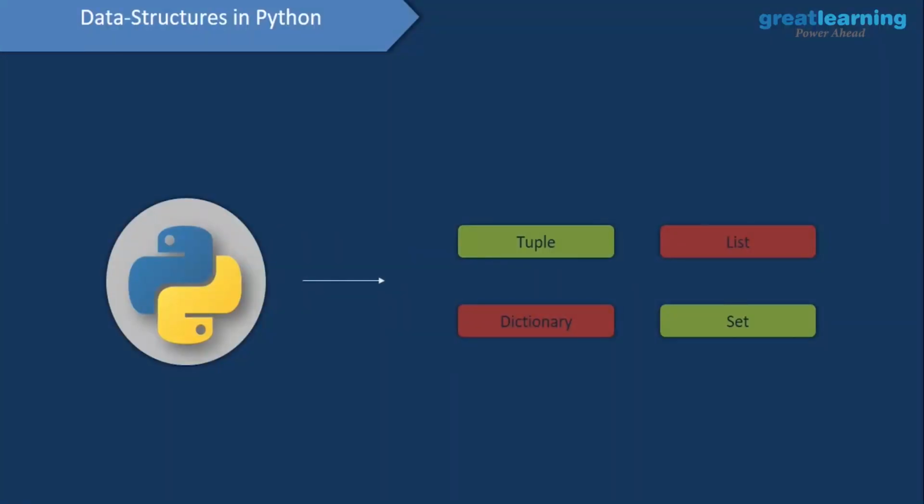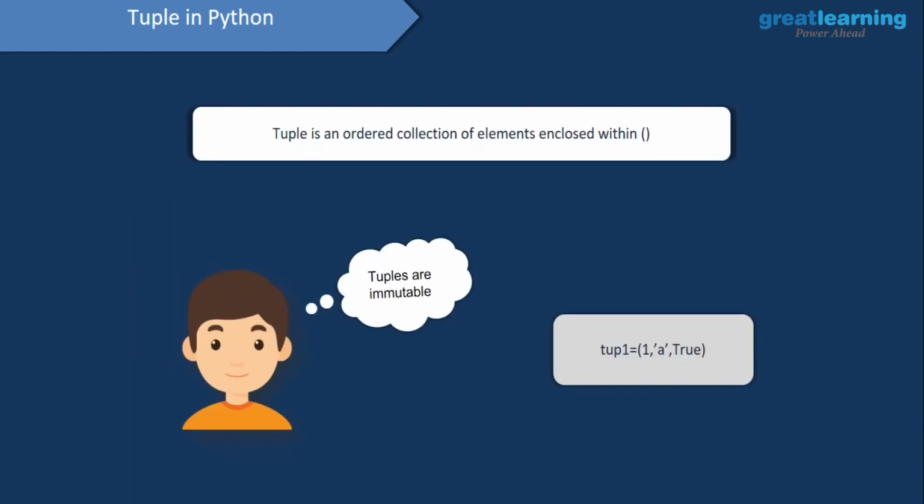Now we'll head on to the main component, which is about the different data structures in Python. So we have tuple, list, dictionary, and set. Let's start off with the first data structure, which is a tuple.